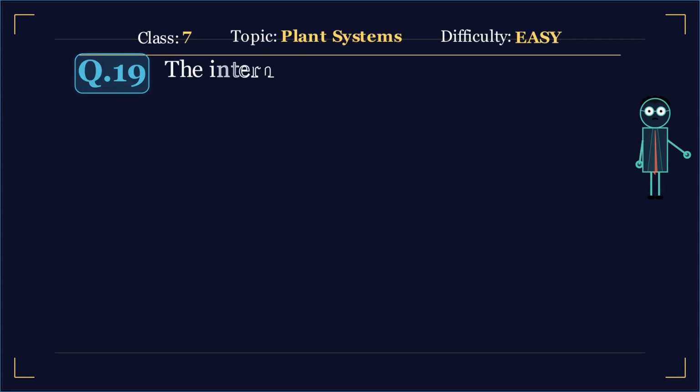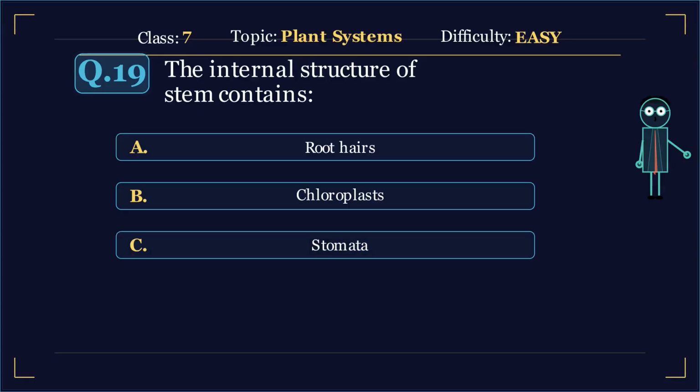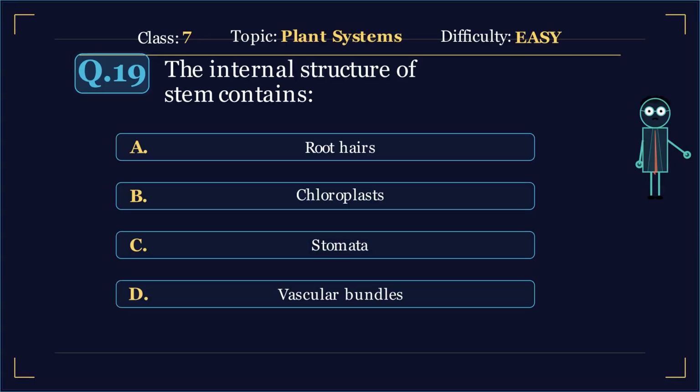Question 19. The internal structure of stem contains blank. Option A, root hairs. Option B, chloroplasts. Option C, stomata. Option D, vascular bundles.